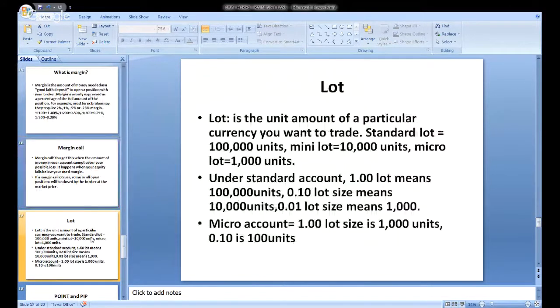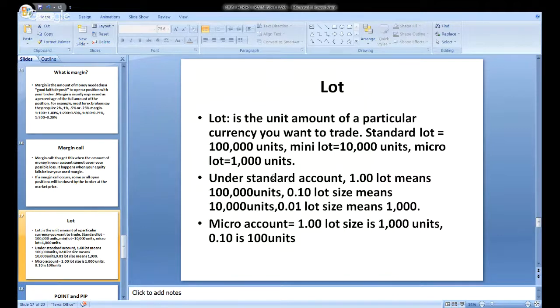So we talk about the lot. What do we mean by the lot? Lot is the unit amount of a particular currency you want to trade. So we talk about the standard lot. 100,000 units make a standard lot. 100,000 USD units make a standard lot. 10,000 USD units make a mini lot. Micro account is just 1,000 units.